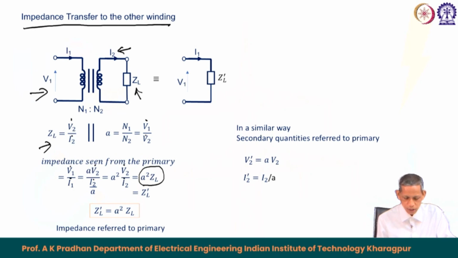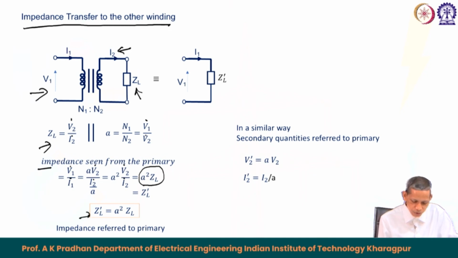ZL is connected to the secondary. So, ZL dash corresponds to the primary side, because we mentioned here the impedance seen from the primary side. So, all the dash terms here represent the other side of the winding. If it is secondary connected, then the dash corresponds to the primary. If it is primary connected, and we refer it to the secondary, then the corresponding dash refers to the secondary.